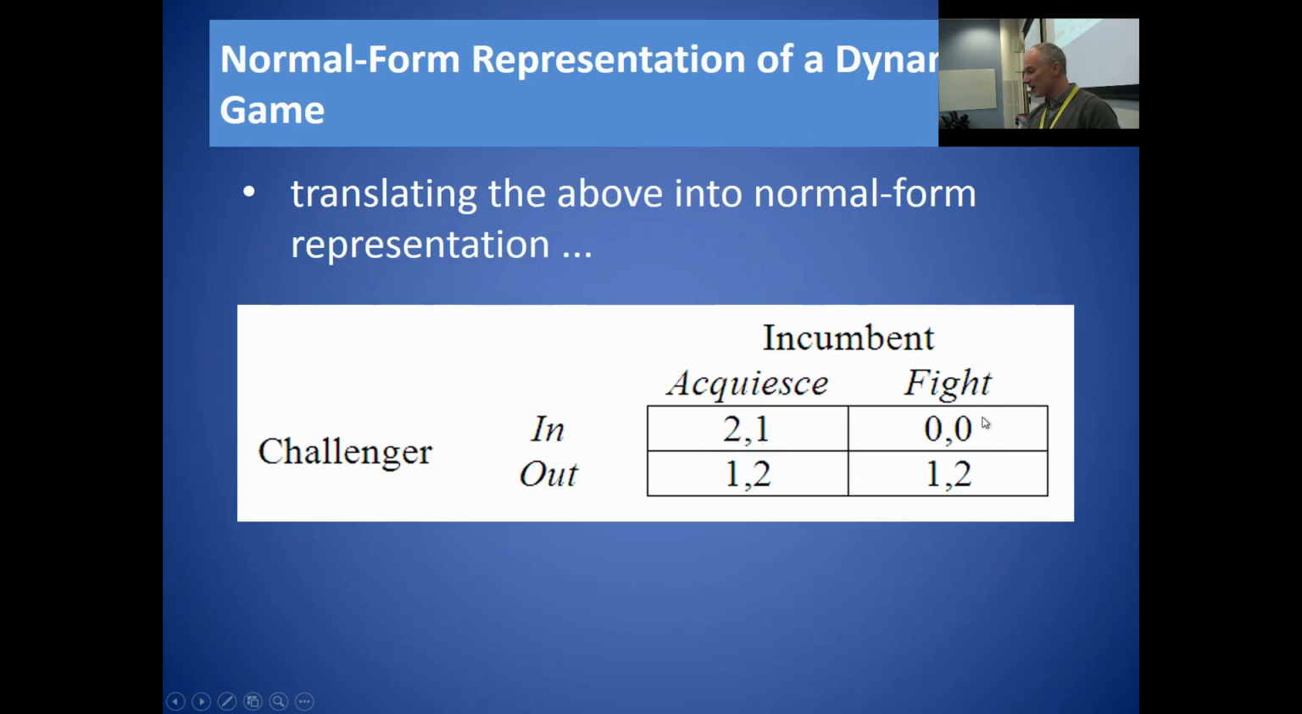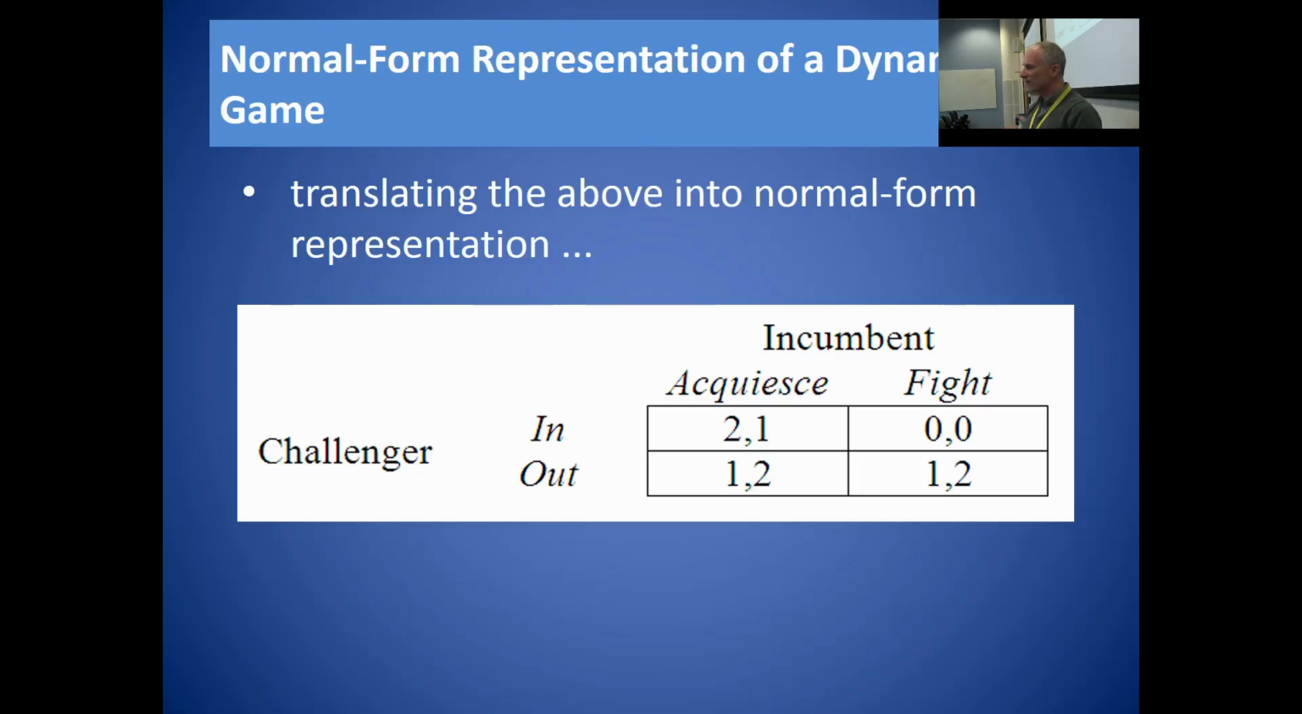If it chooses in and it fights, payoff of 0 to both. So if the challenger chooses to enter the market, the payoffs are different, depending upon what the incumbent does, whether it acquiesces or whether it fights. And these are just the payoffs that we represented previously: 2-1 or 0-0. However, what happens if the challenger stays out? The payoff is 1 to the challenger and 2 to the incumbent. Doesn't matter what the incumbent does, the payoff will be exactly the same. It's going to be 1-2. So that is the game in its normal form.